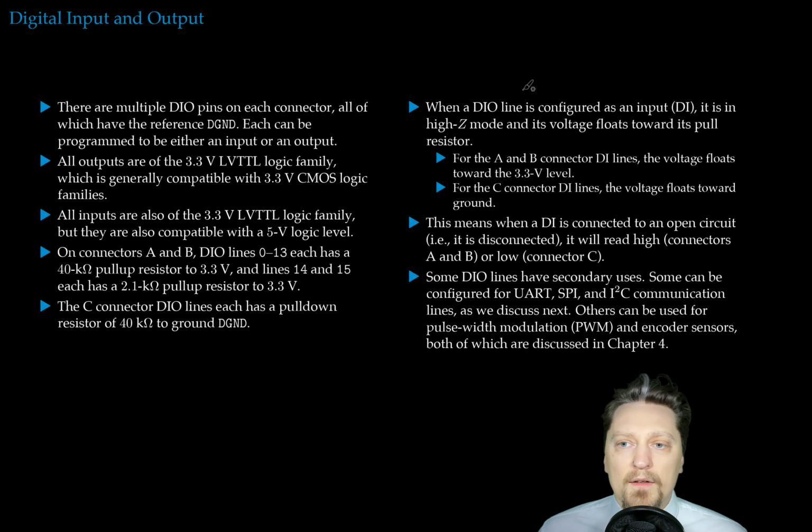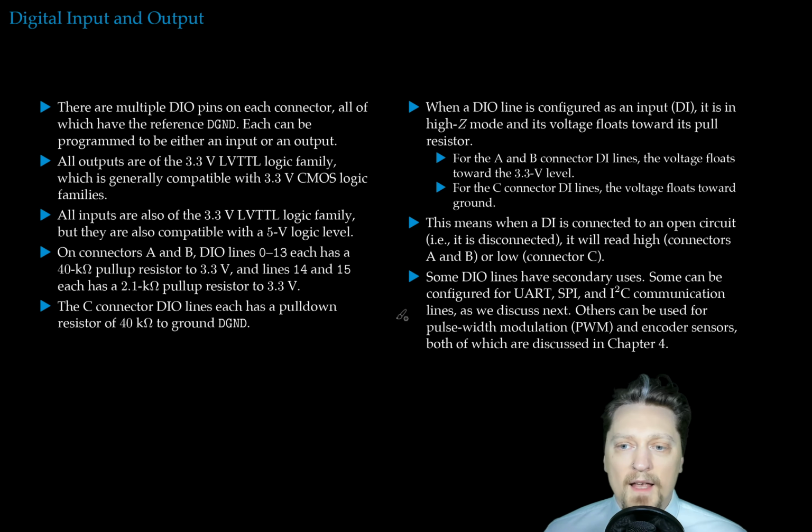When a DIO line is configured as an input, DI, it is in high Z mode and its voltage floats toward its pull resistor. For the A and B connector DI lines, the voltage floats toward the 3.3 volt level, so they're pull up resistors. For the C connector DI lines, the voltage floats toward ground, so we have a pull down resistor on each of those. This means when a DI is connected to an open circuit, i.e. it is disconnected, it will read high on connectors A and B or low on connector C.